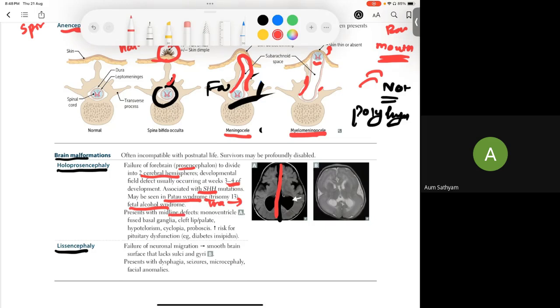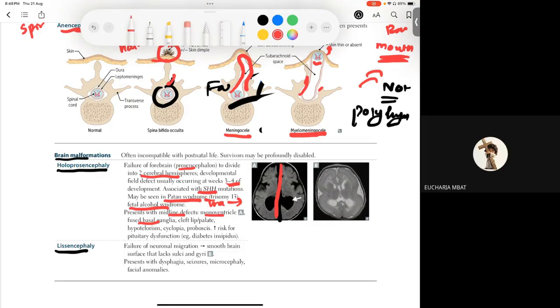What would be the presentation? Present with midline defect, that is monoventricular. A single ventricle is going to be present. Why? Because we do not have proper division into two cerebral hemispheres. We know that. Along with that, the fused basal ganglia. Basal ganglia on both sides of your brain are going to be fused. Is it clear? Hello?